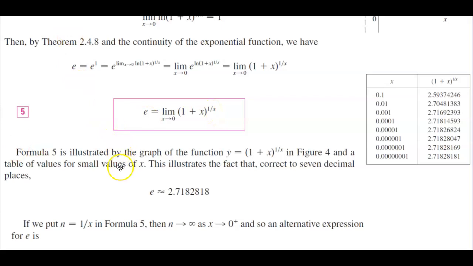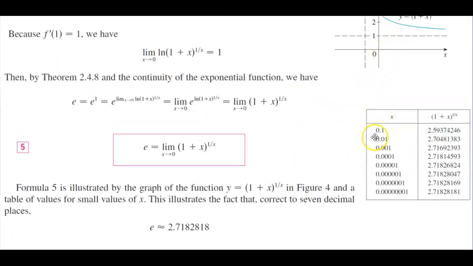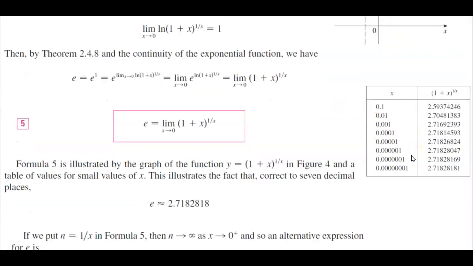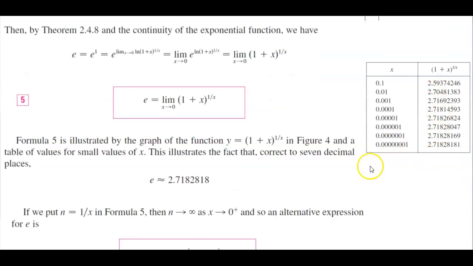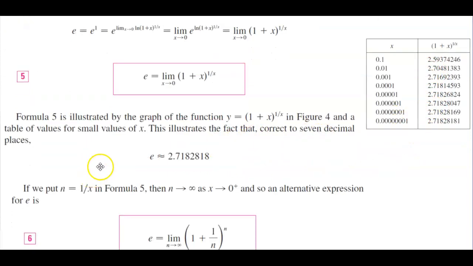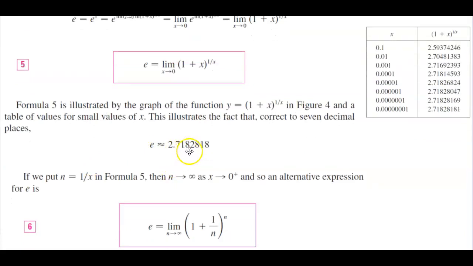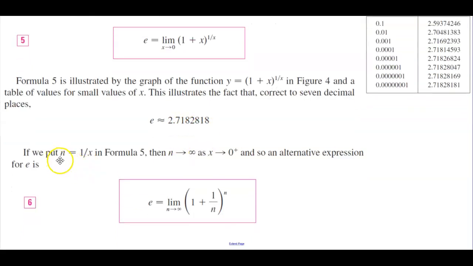Now, formula 5 is illustrated by the graph of the function that we saw up here, and the table of values for small values of x, which we've done before. This illustrates the fact that, correct to 7 decimal places, Euler's number e is approximately 2.7182818.